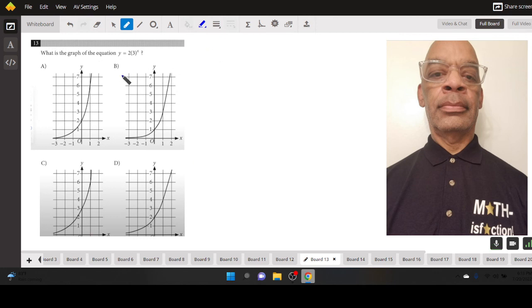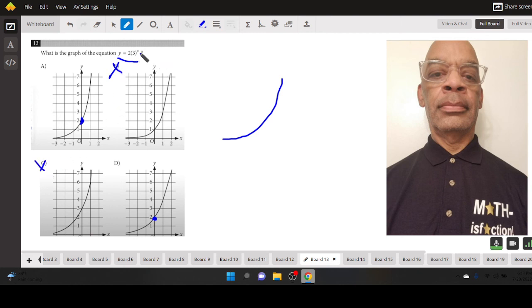Yay. All right. What is the graph of the equation y equals 2 times 3 raised to the x? This is exponential. You see all 4 graphs are exponential. 3 indicates that it's going up in this direction. Nothing's eliminated. 2 is your y-intercept. All right, so we eliminated B and C.